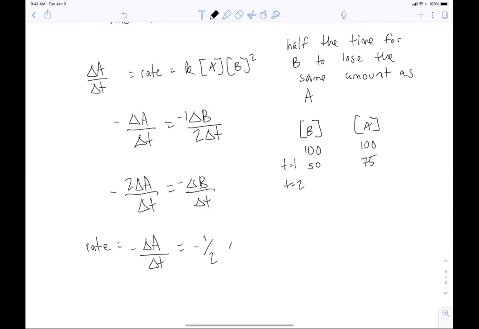But this is the relationship between the rates for the reasons that we talked about. But this is actually related to the stoichiometry.